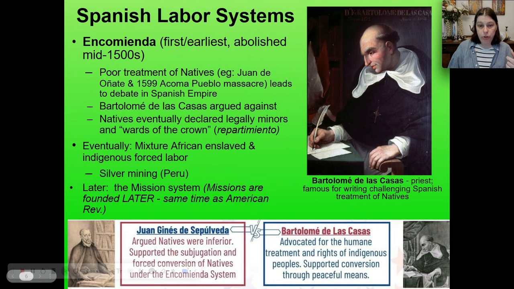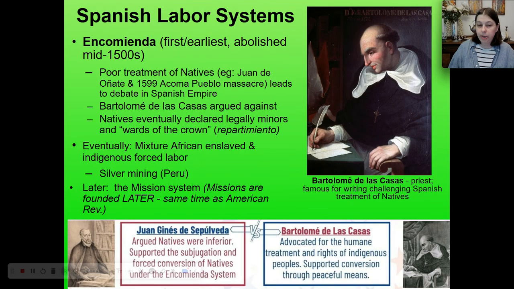Number one, labor systems. So a labor system is any system that a society uses to get its work, its tasks, its production completed. Examples of later labor systems that we've talked about in this class would be race-based chattel slavery, indentured servitude, wage labor once the Industrial Revolution starts, right? Those kinds of things. In colonial New Spain, their very first labor system is called encomienda.